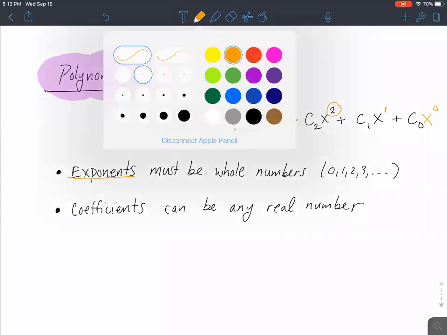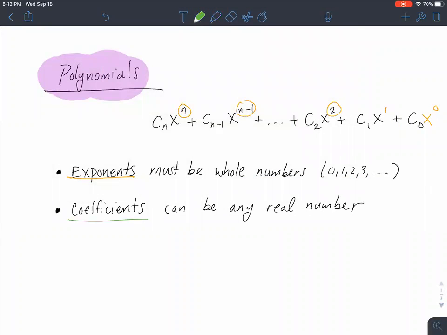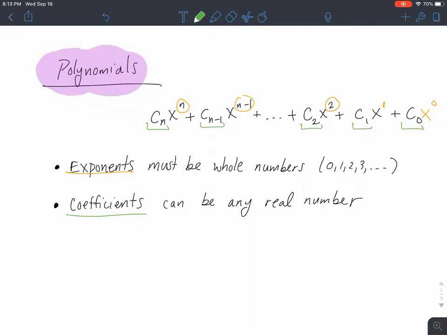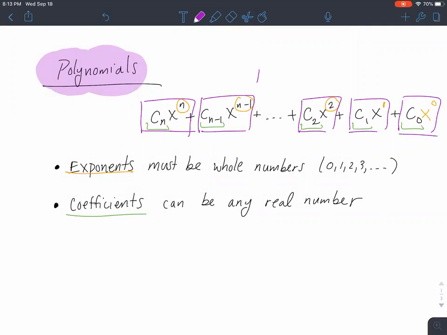Furthermore, in order to be a polynomial, my coefficients, which are these, Cn, Cn minus 1, all the way down to C2, C1, and C0, those coefficients can be any real number. Okay, so that's fractions, decimals, pi is a decimal, whole numbers, integers, positive, negative, any real number. All of these things here that are being added together, the coefficients along with the variables and the exponents, each of these, those are called terms.